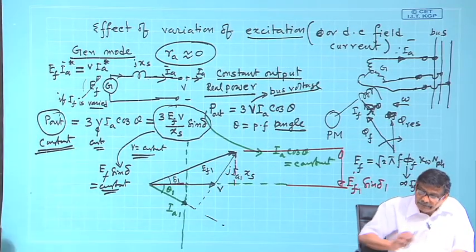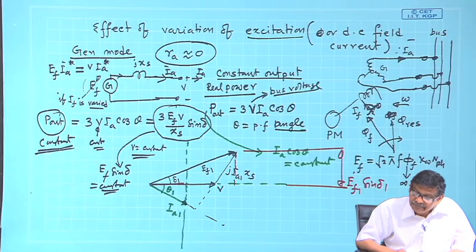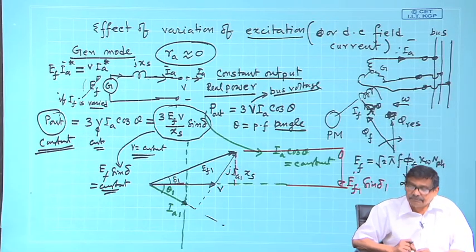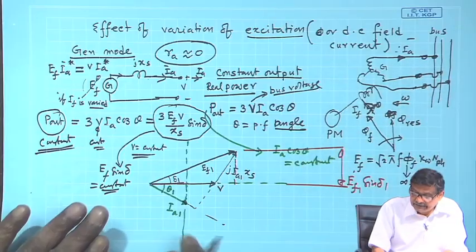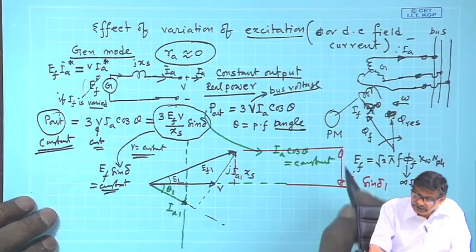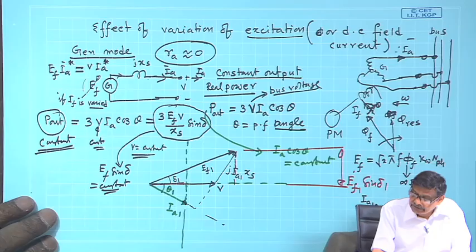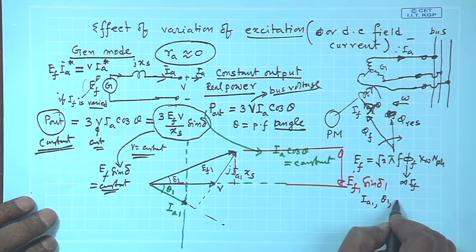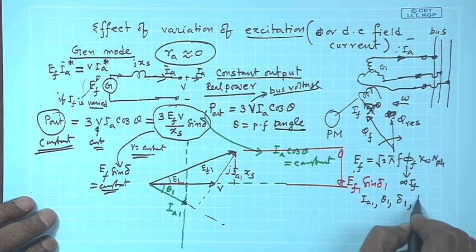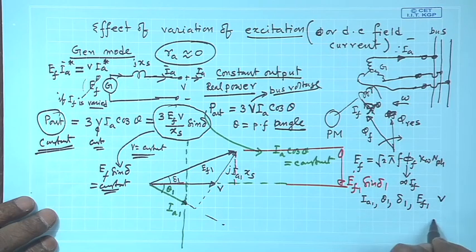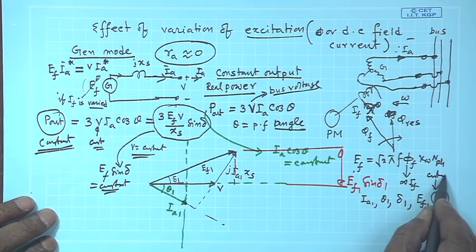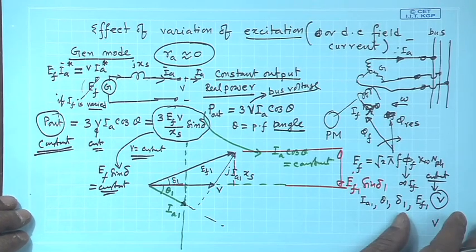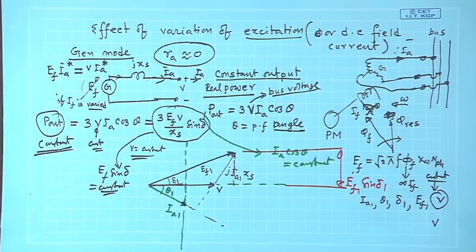Achha, now, see, suppose I have increased the field current. It is operating nicely at this operating point 1. What is the operating point 1? Armature current I 1, power factor angle theta 1, load angle delta 1, excitation voltage E f 1, terminal voltage V. In other operating point, this is constant, V is constant, bus voltage. Now, suppose I have increased the excitation, what will be the consequence of that?